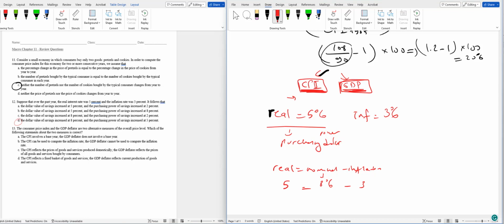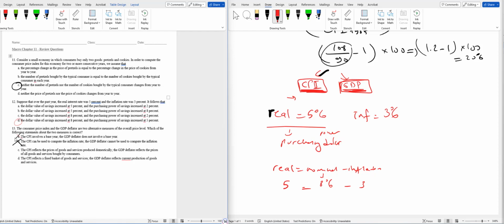So therefore, we need to find the right answer. The CPI involves a base year, the GDP deflator does not. Both of them have a base year, so this is not correct. The CPI can be used to compute the inflation rate, the GDP deflator cannot be used. That's not correct. Both are used.